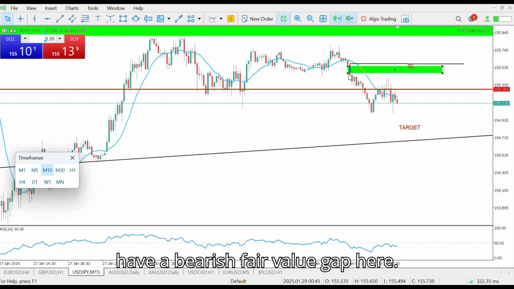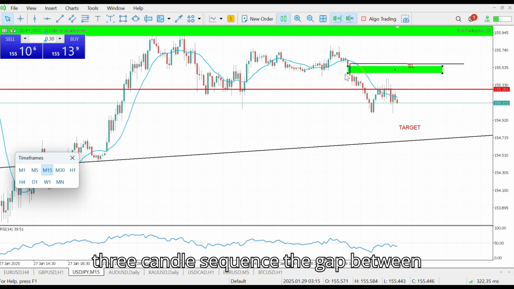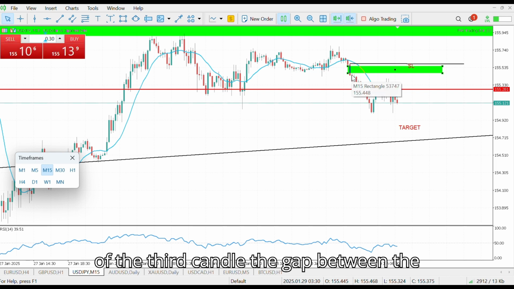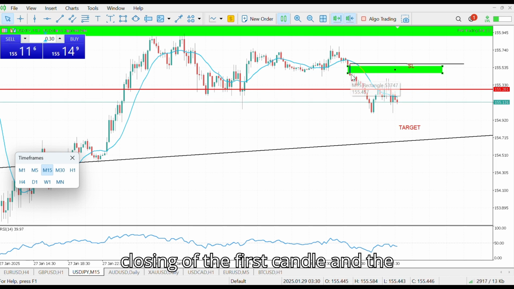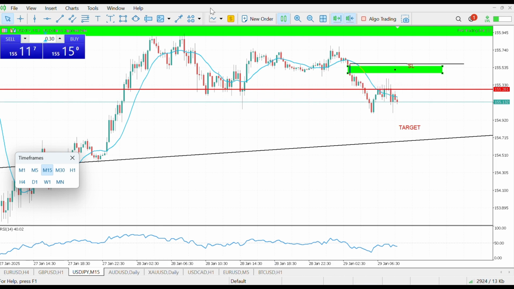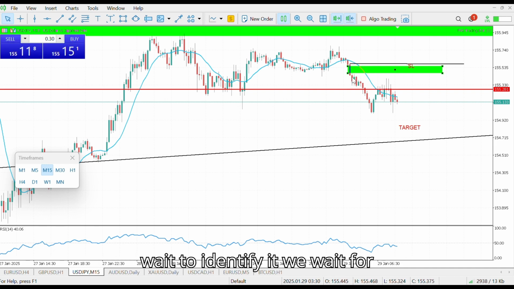In this case, we have a bearish kind of fair value gap here. This is a three candle sequence. The gap between the closing of the first candle and the opening of the third candle. So right now, this is a fair value gap. We identify it. We wait for price to make a move into this point. Then we have our entry.